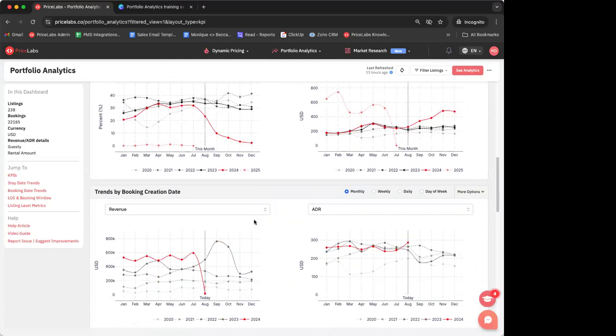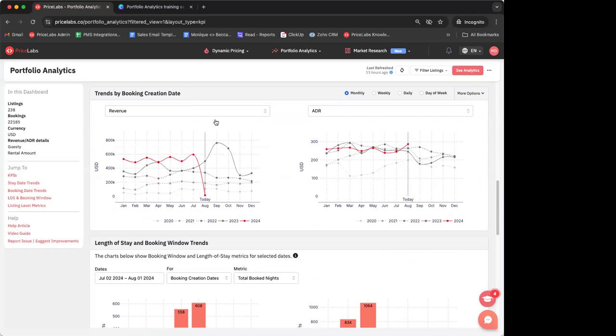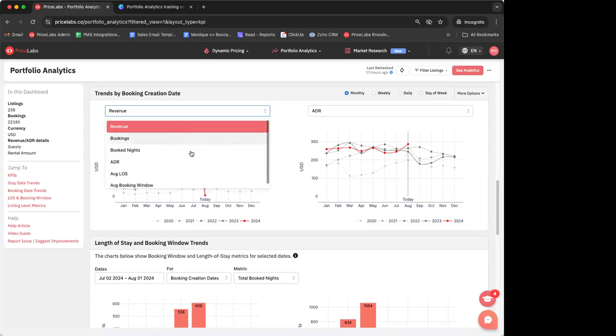The next section is breaking down the trends by booking creation date. So same toggle that you're able to switch back and forth from on the top, you can also view in chart form here. By default, we show you the revenue and ADR, but again, if you click the drop down, you're able to look at more data for the trends by booking creation date.